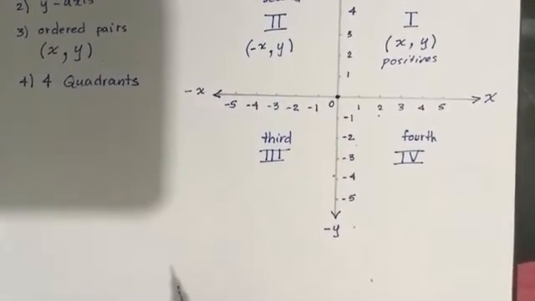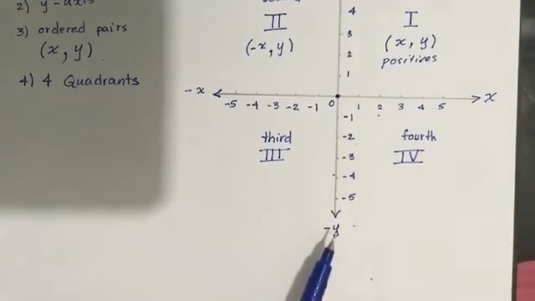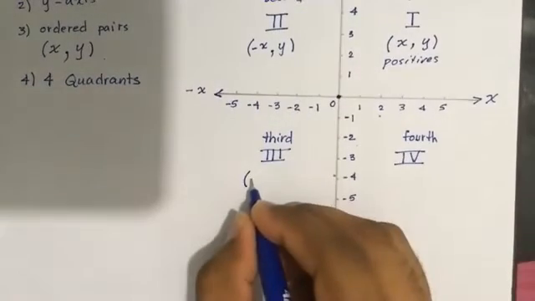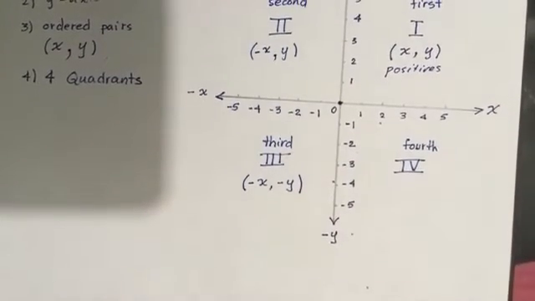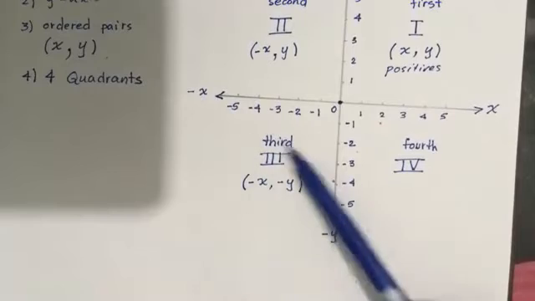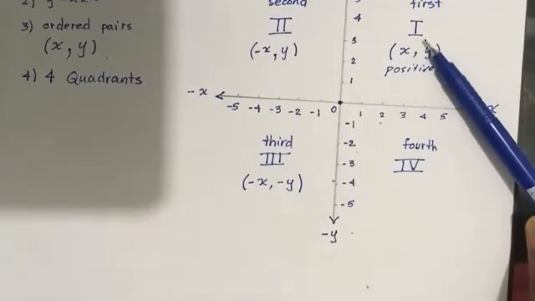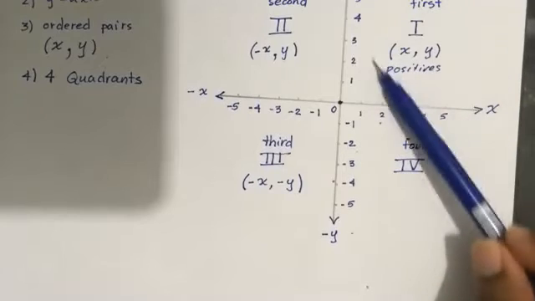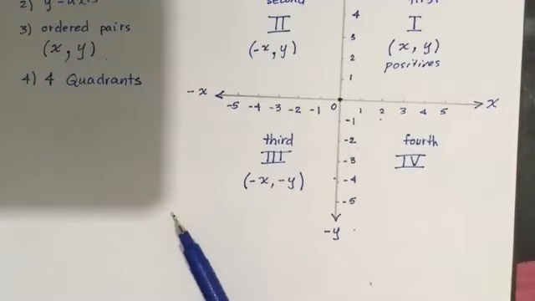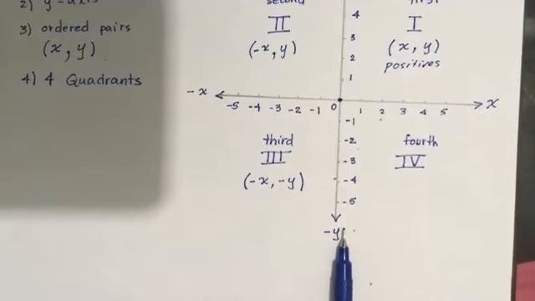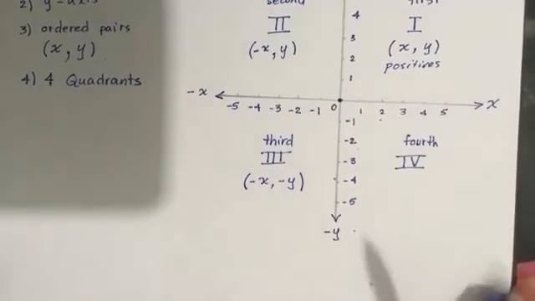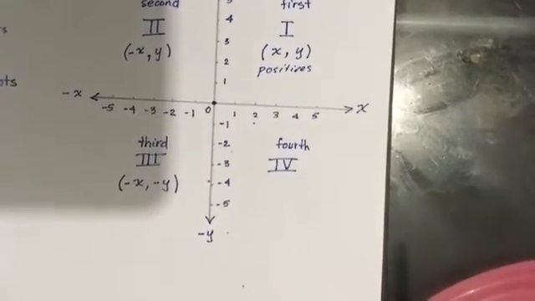In the third quadrant, you can see that the x and the y-axis both are negative. So our ordered pair is negative x, comma, negative y. You can see that the third quadrant is the opposite of the first quadrant, because in the first quadrant all numbers are positive for x and for y, and in the third quadrant, all numbers are negative for the x-axis and the y-axis.